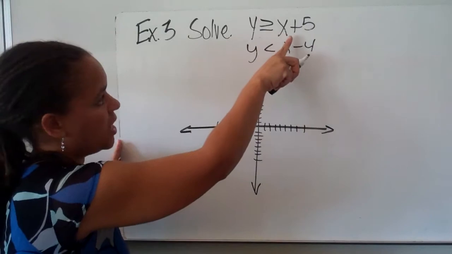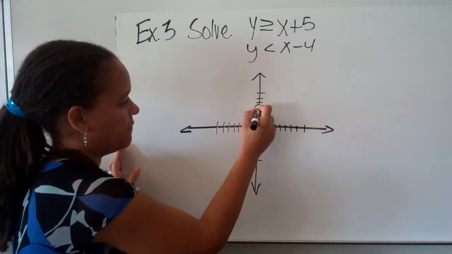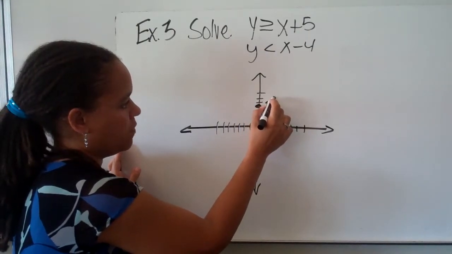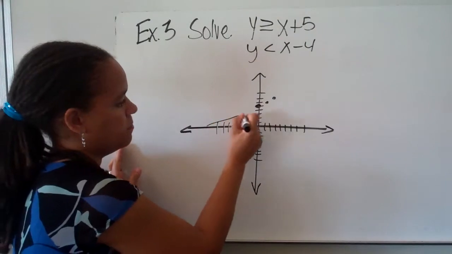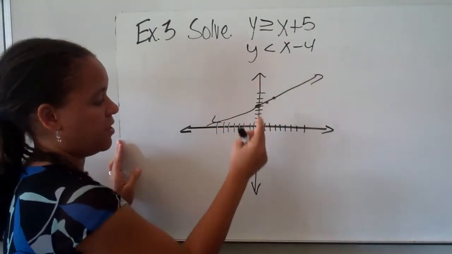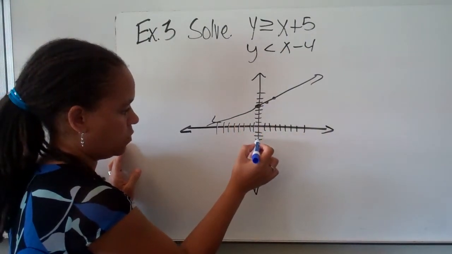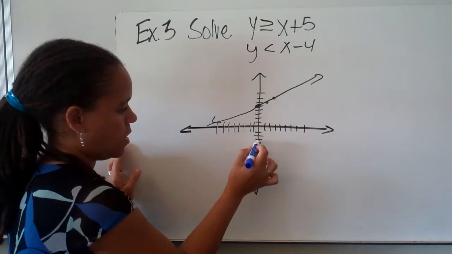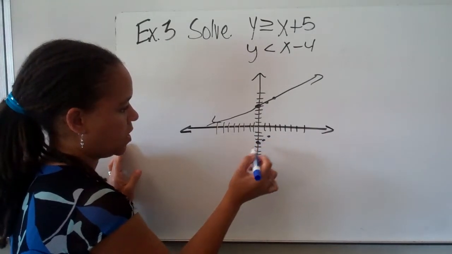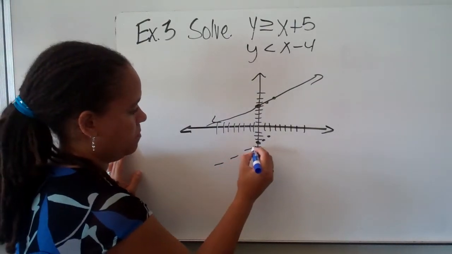Graph the first one, x plus 5. Remember, my slope is 1, so 1, 2, 3, 4, 5. And then I'm going to go up 1 over 1, up 1 over 1. Solid line. Then we have another slope of 1, but I'm going to go down 4, down 1, 2, 3, 4, up 1 over 1, up 1 over 1. And then this is a dashed line.